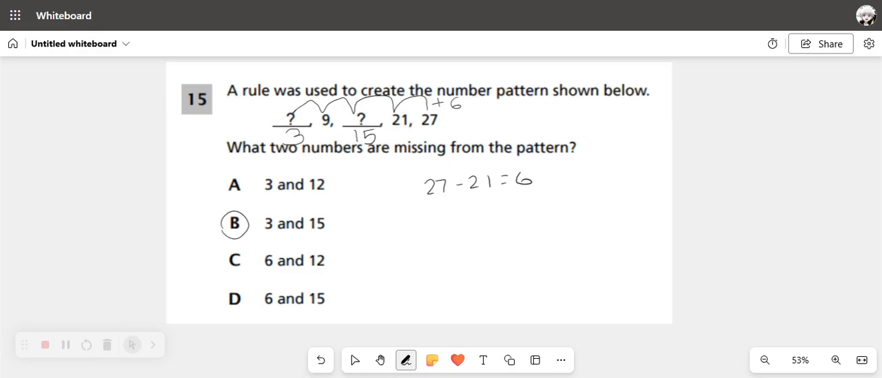21 minus 6, 15. 15 minus 6, 9. Since the numbers match up, then you can tell that adding 6 is the pattern. And then 9 minus 6 is 3. So the missing numbers are 3 and 15. So that's answer choice B. Let's move on to the last question of this video.